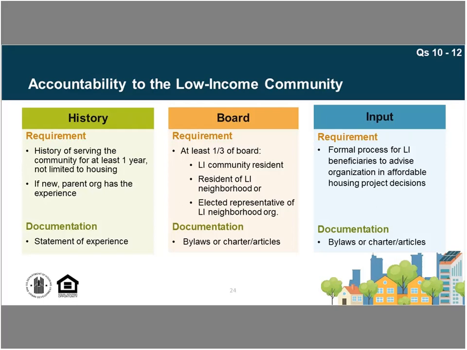The board has specific requirements to ensure that there's low-income representation. At least 1/3 of the board must be a low-income community resident, or a resident of a low-income neighborhood, or an elected representative of a low-income neighborhood organization. This always ends up being a challenging area for PJs to determine. A lot of board members qualify under the second one.